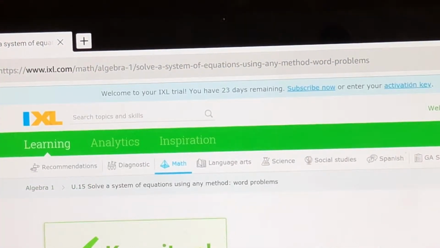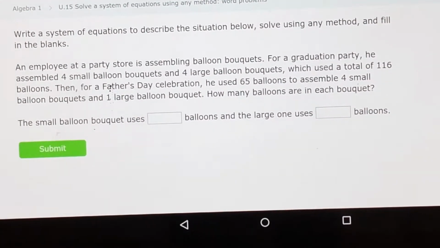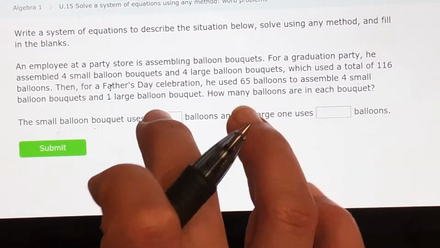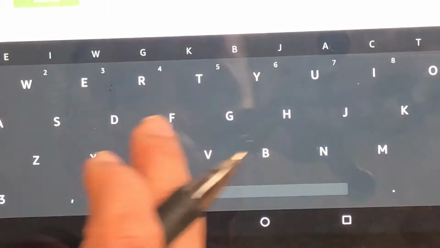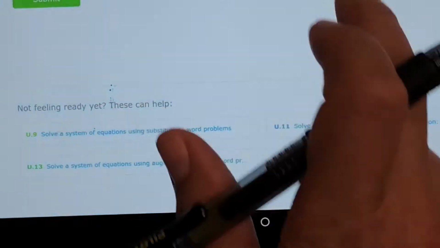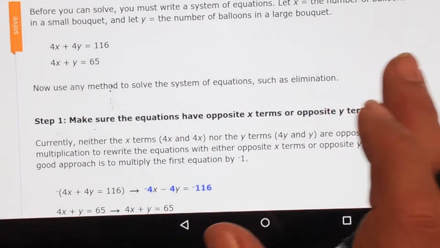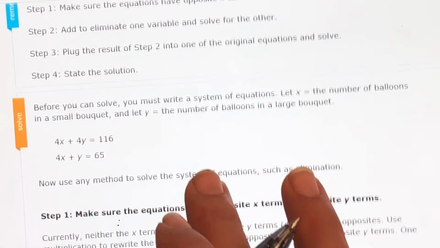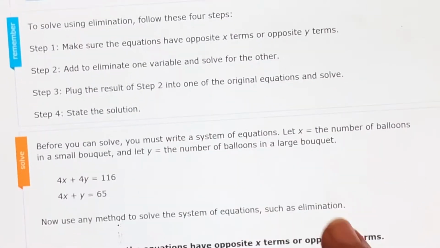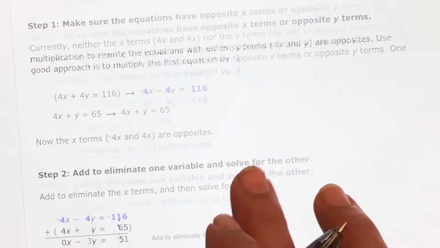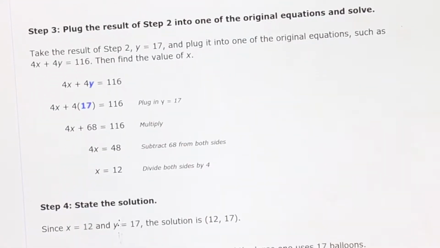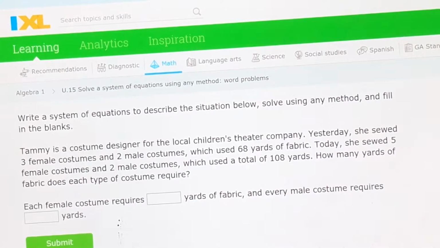Submit. Keep it up. Good job. Actually, I'm just going to take a look at how IXL solves it so that I can make sure that I'm doing it right. Cool beans. So that's all you're doing: writing the equation down, then choosing whichever way you like to solve it, and then solving it that way.